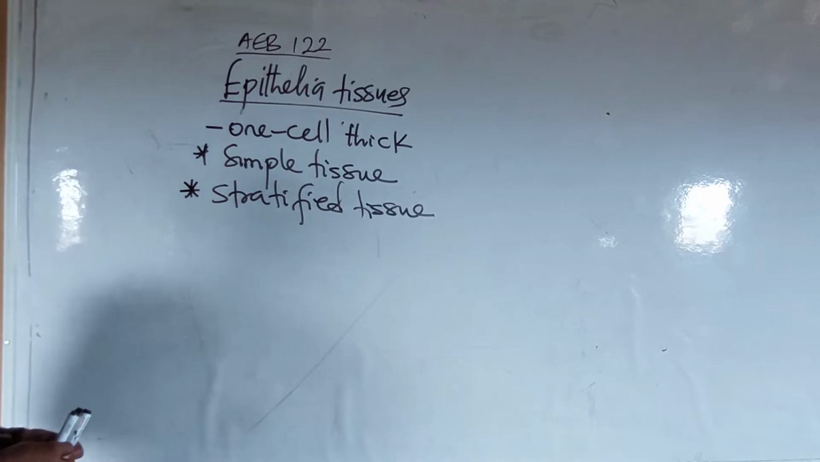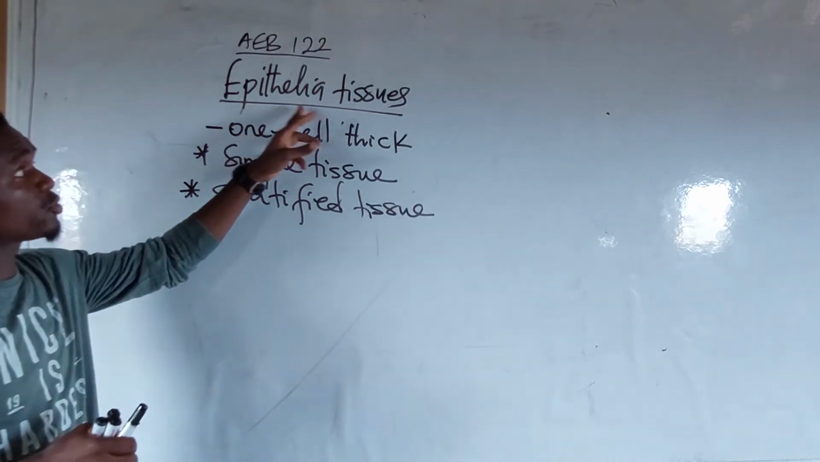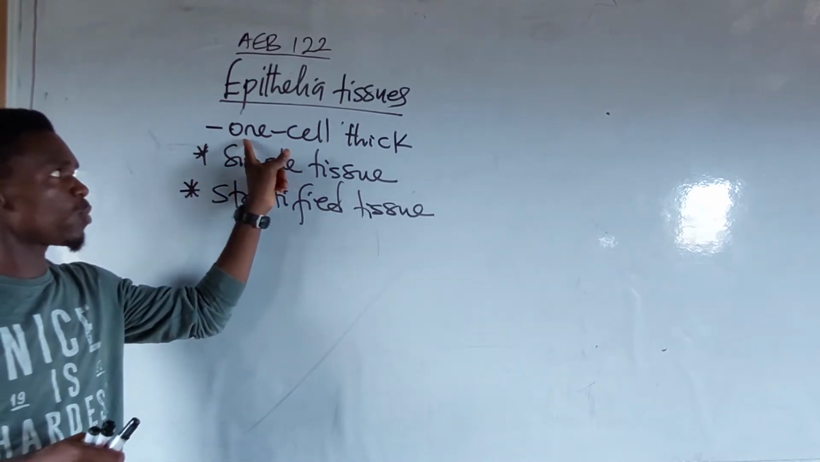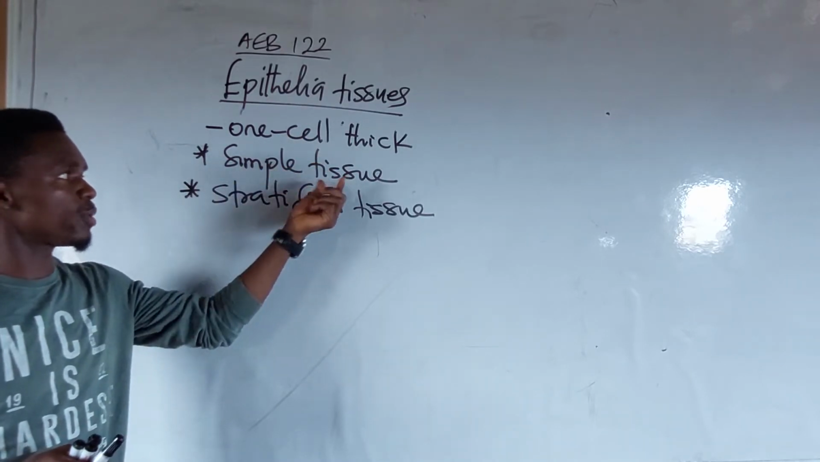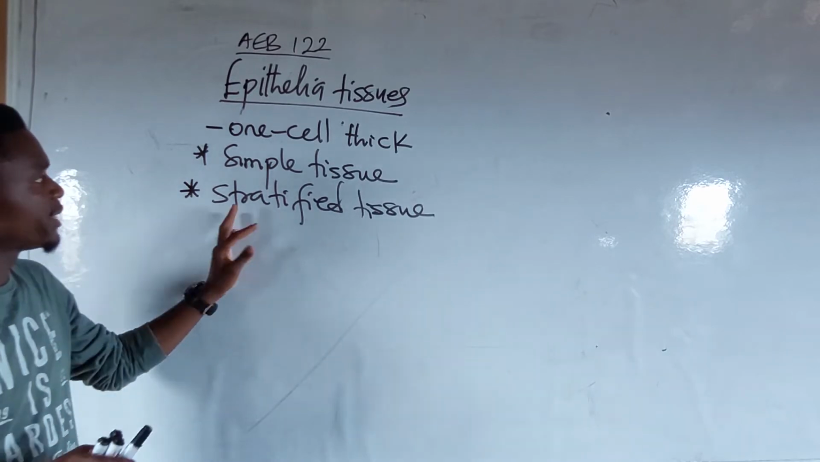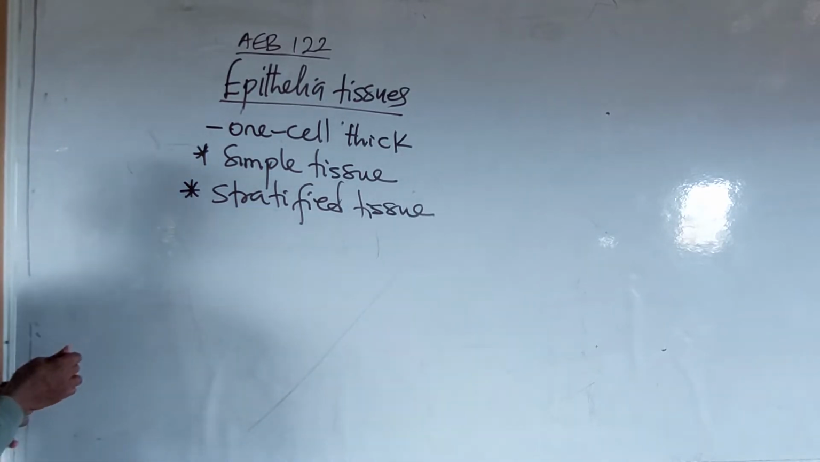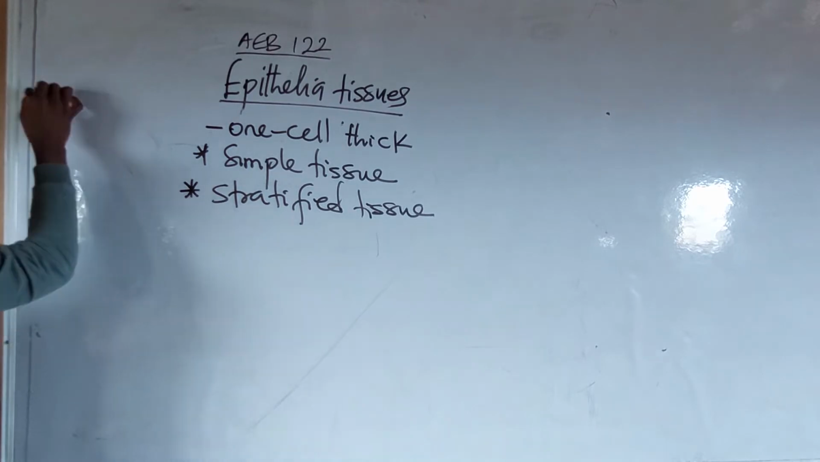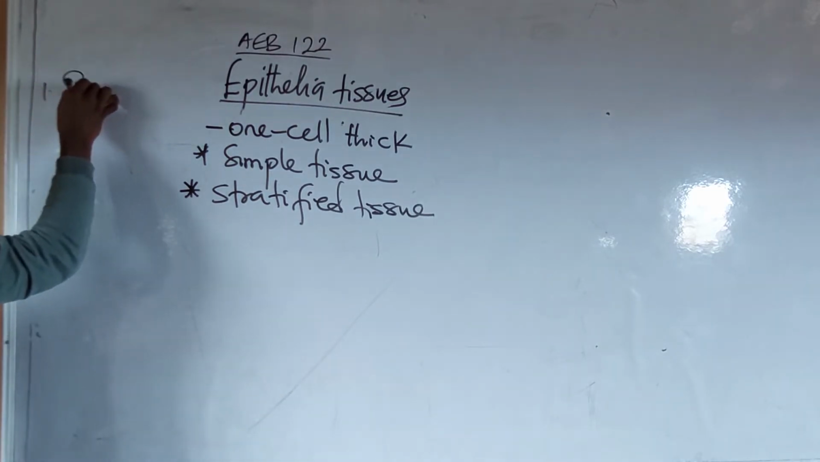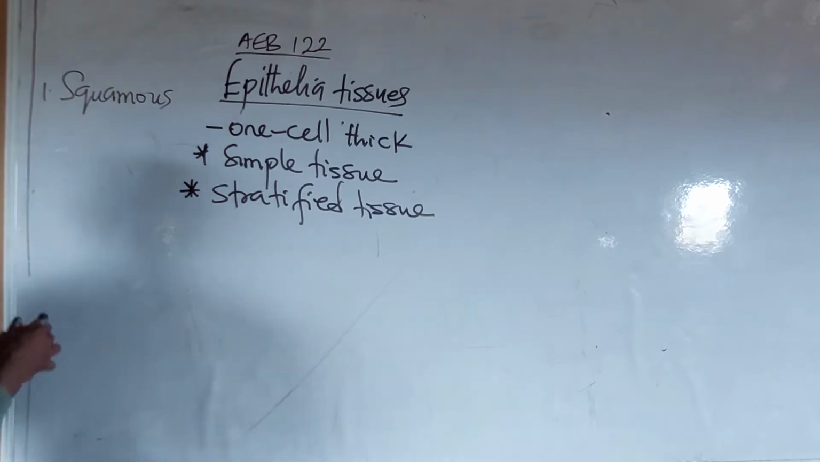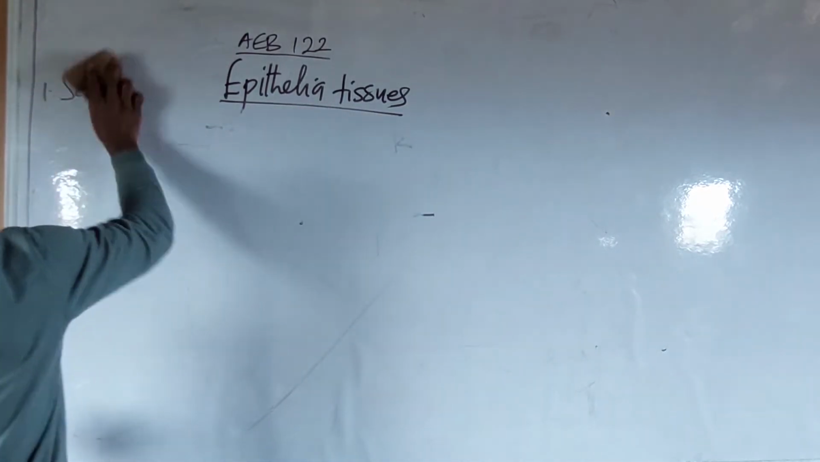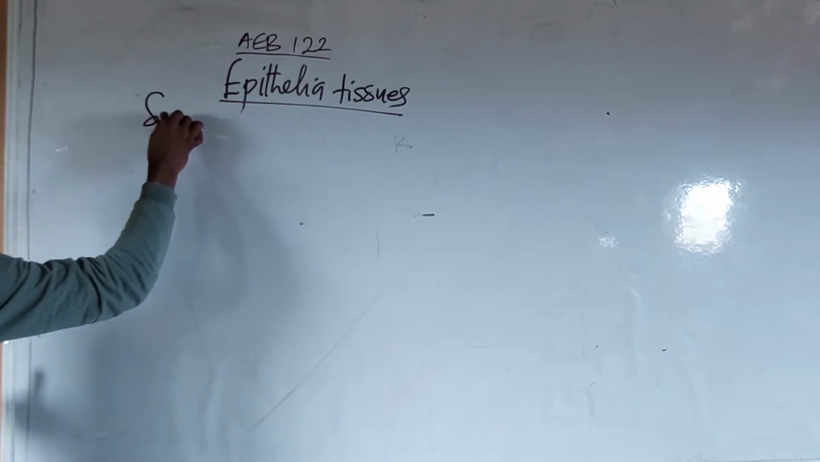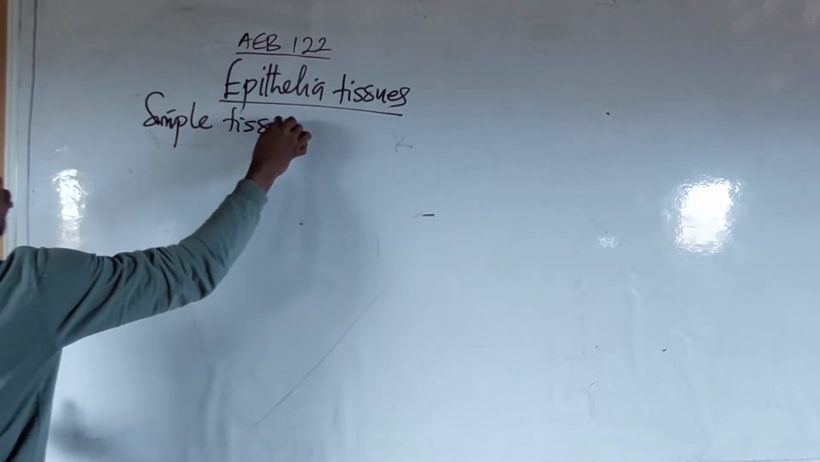I said there are two criteria. Epithelial tissue is divided into two based on the number of layers present in the tissue. The tissue that is one cell thick is simple tissue, and one that is two or more cells thick is called stratified tissue. Now, what are the different types of simple tissue? We have different types of simple tissue, that is, tissue that is one cell thick.